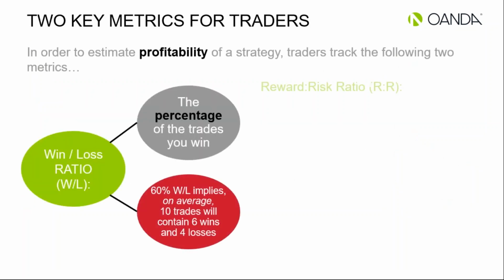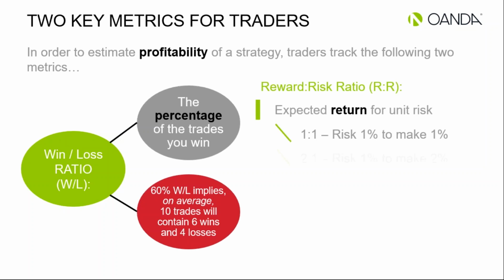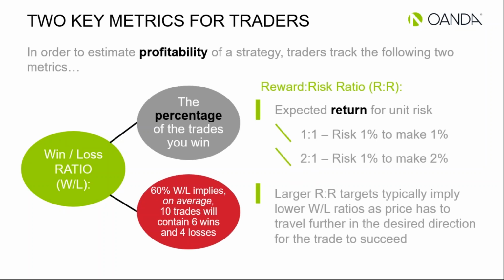In order to estimate the profitability of your strategy, I want you to track the following two items in your trading. First, the win-loss ratio, which is the percentage of trades that you win. If your win-loss ratio is 60%, that implies that every 10 trades you win 6 and lose 4. The other thing that you control is risk-reward, your expected return for every unit of risk you take on. 1-to-1 means you risk 1% to make 1%. 2-to-1 means you risk 1% to make 2%.